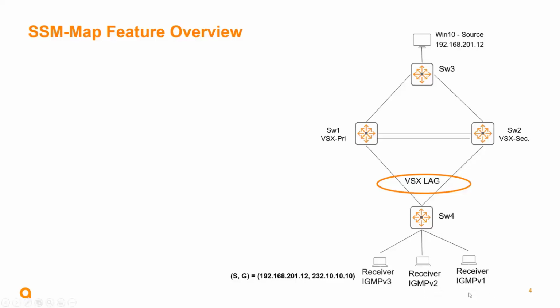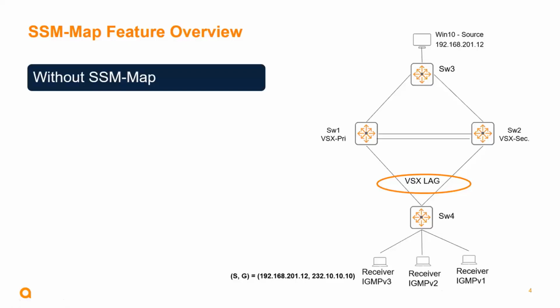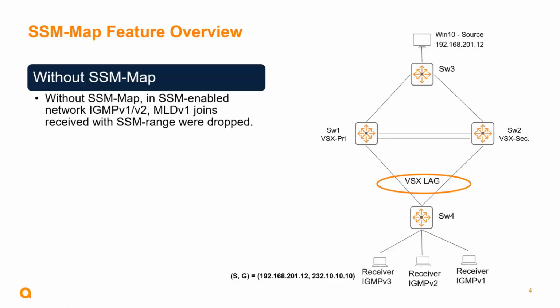So in that case, what's going to happen when they are joining the group? Well, without SSM-Map, when these users, IGMP version 1 and version 2, or MLD version 1 for IPv6, their joins will basically be dropped, because the network supports SSM and we need receivers with IGMP version 3, so we know which group and which source they want to receive it from.